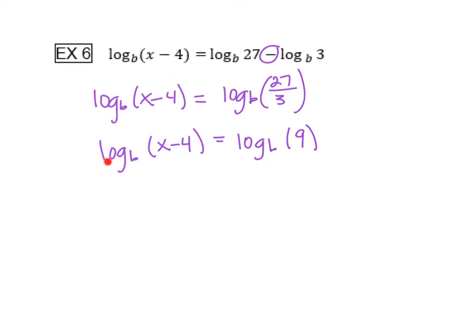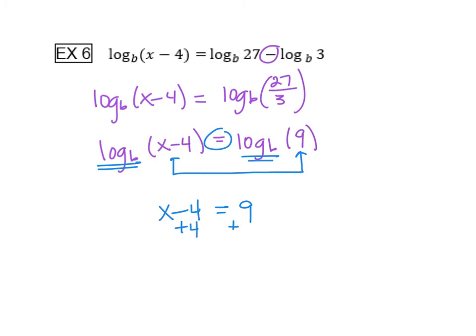All right, so we have log base b, that's exactly the same. When that's the same, that means that these must be equal. So x minus 4 must equal 9 because these two are equal to each other, and the log base b's was the same. So just a little equation. You know what to do. Add 4 to both sides. So x is equal to 13. And we've solved our equation.